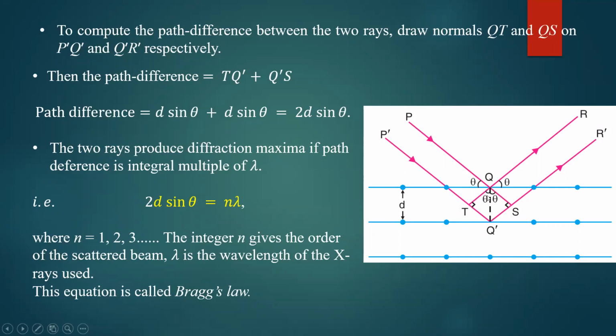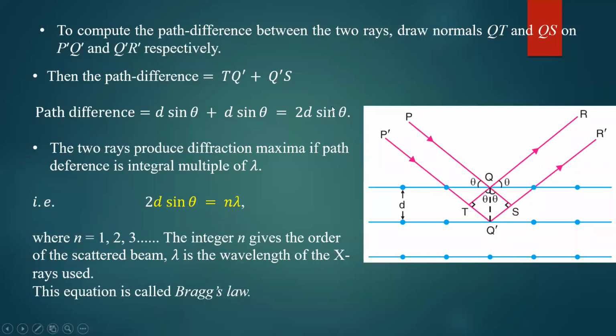Therefore, sin theta is given by opposite by hypotenuse. The hypotenuse is the distance between planes, D. TQ dash is the opposite side. Therefore, TQ dash is given by D sin theta. Similarly, Q dash S is also equal to D sin theta. That is equal to 2D sin theta.